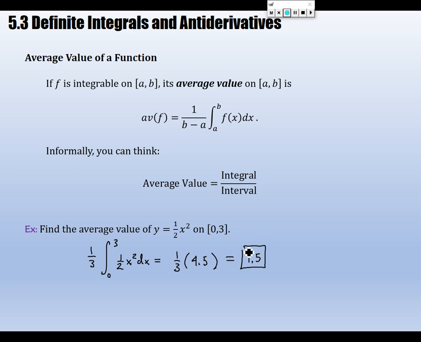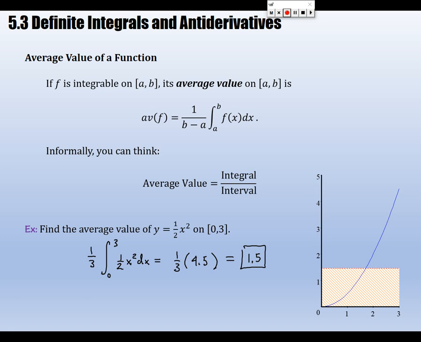Is that believable, by the way? I don't know if you looked at the graph. 1/2 x squared, 1.5. Seems like maybe it's the average value. Okay. I think it does look reasonable. Does that look straight? See my picture? Yeah, it looks like this piece, believably, has that much area. Looks good.